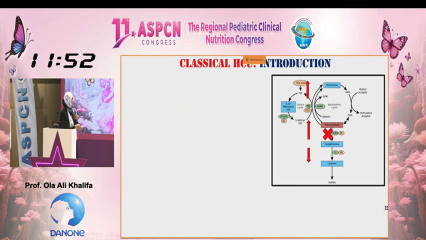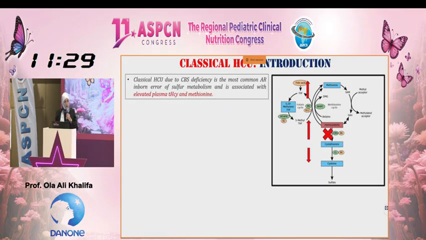So we can see there will be elevated homocysteine as well as elevated methionine, together with decreased cysteine. Elevated methionine will differentiate classical homocystinuria from other causes like remethylation disorders, in which those patients do have elevated homocysteine, but they do have decreased methionine.